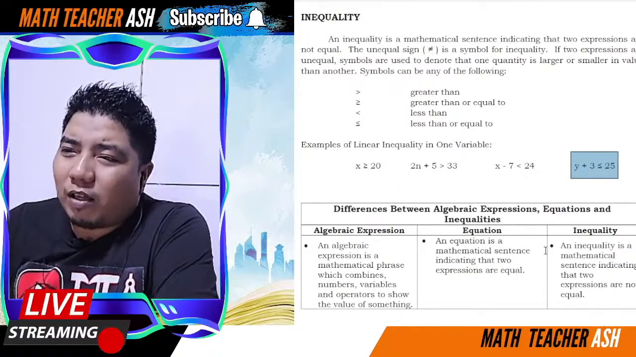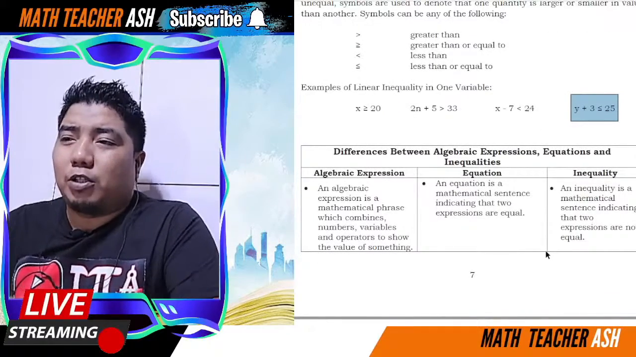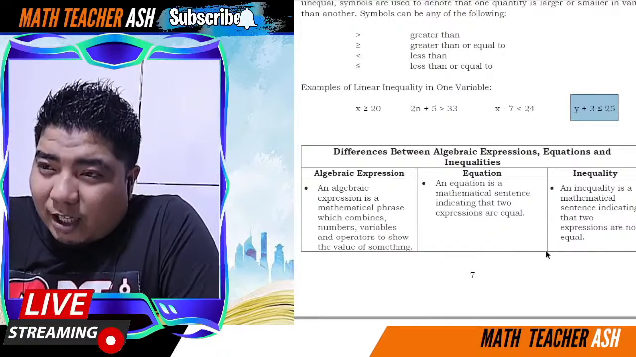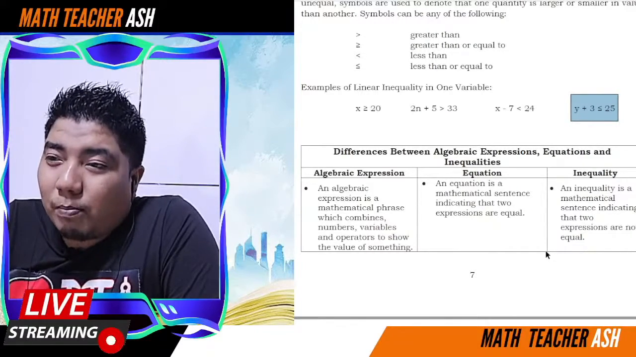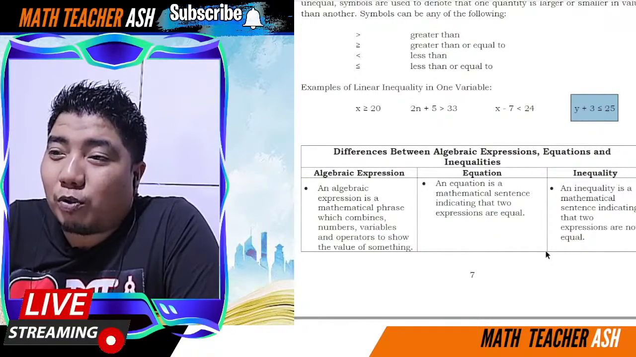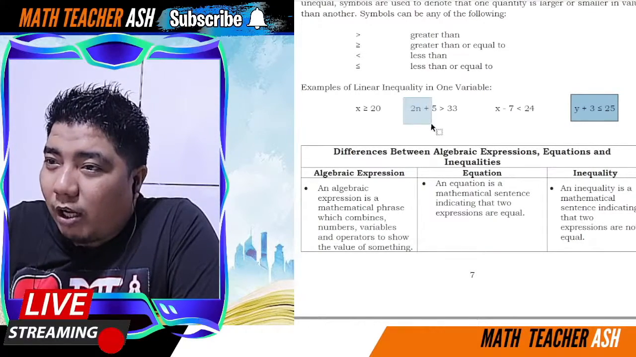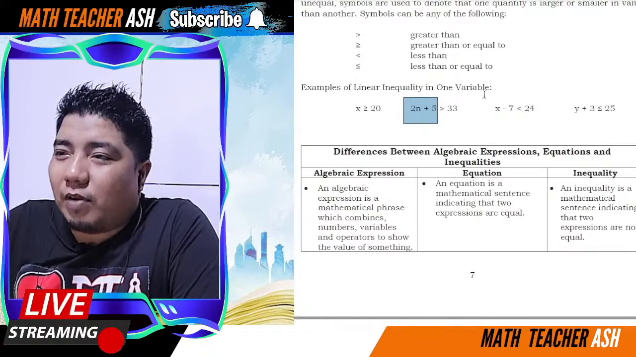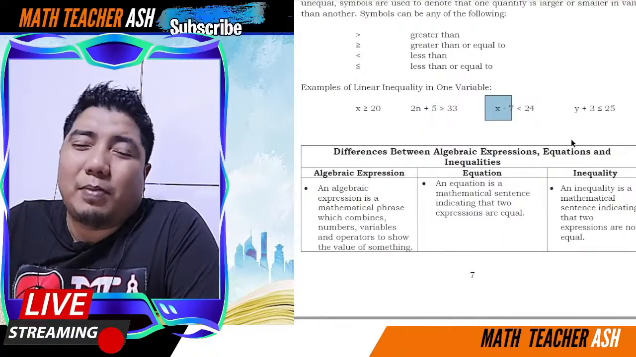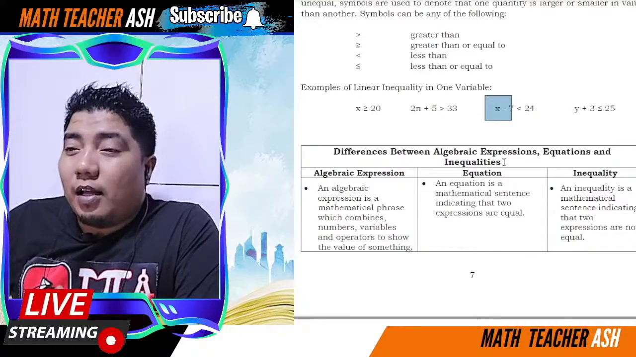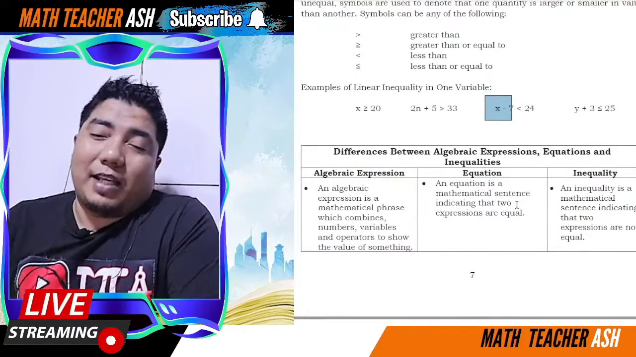Ayan. Okay, so what are the differences between algebraic expression, equations, and inequalities? Algebraic expression is a mathematical phrase which combines numbers, variables, and operations to show the value of something. Okay, so when we say expression, ito lang yon na part. Alright, so ganyan. Okay, so mga ganyan, expression. We already discussed that on the previous discussions or live sessions natin.